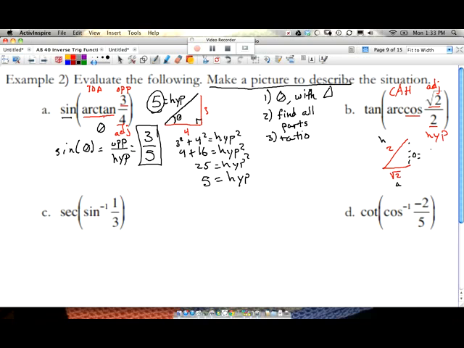And I know that square root of 2 plus the opposite squared equals the hypotenuse squared, which is 2 squared. Okay, so each of those should be squared. A squared plus B squared equals C squared. Old school Pythagorean theorem. So 2 plus opposite squared equals 4. Opposite squared equals 2. So that means that the opposite is square root of 2.